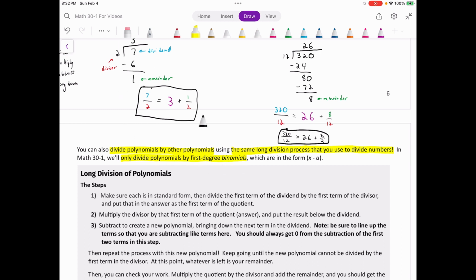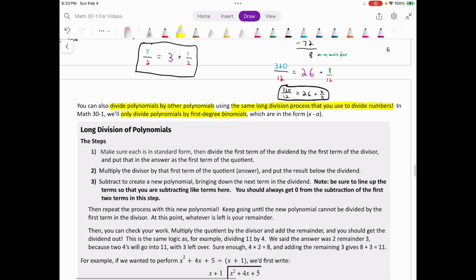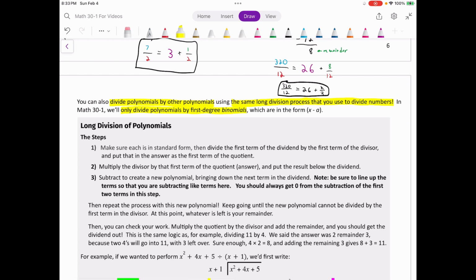But it's going to look pretty similar, except instead of dividing numbers by numbers, we're going to be dividing polynomial expressions by other polynomial expressions. And again, why are we doing this? I know it seems a little bit random, because this is going to help us eventually in the next lesson factor polynomials, right? We know factoring and division are closely related, so that's where we're headed.